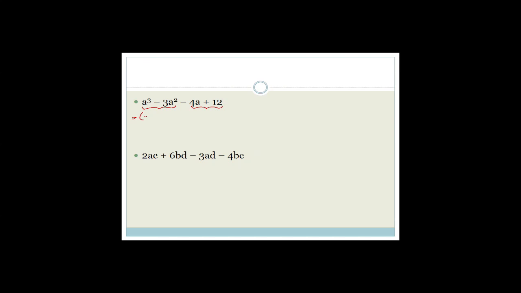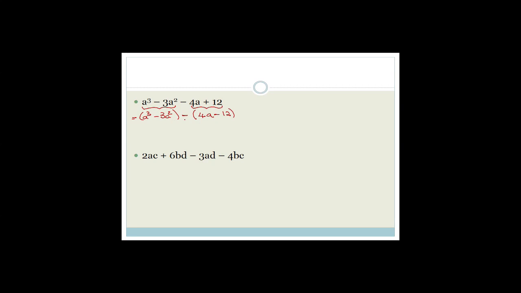So that becomes a cubed minus 3a squared. Now when I group the second lot, you have to be very careful because we're taking out the minus. And when we do that, we are effectively dividing this by minus and this by minus. So it becomes minus 4a divided by minus becomes plus 4a. And plus 12 divided by minus becomes minus 12.